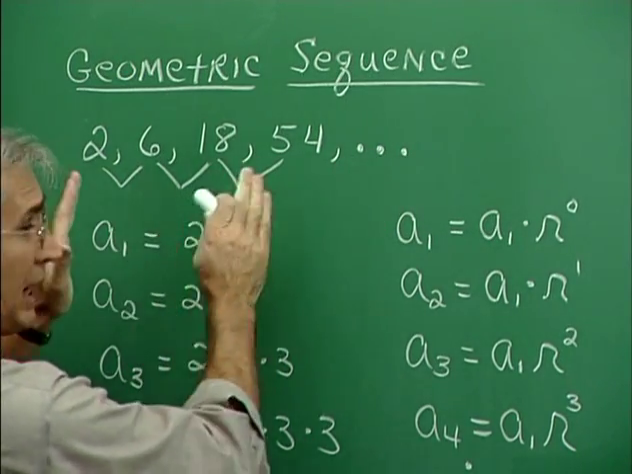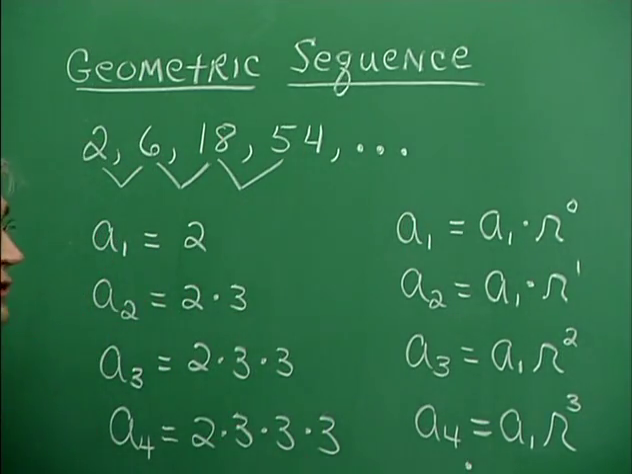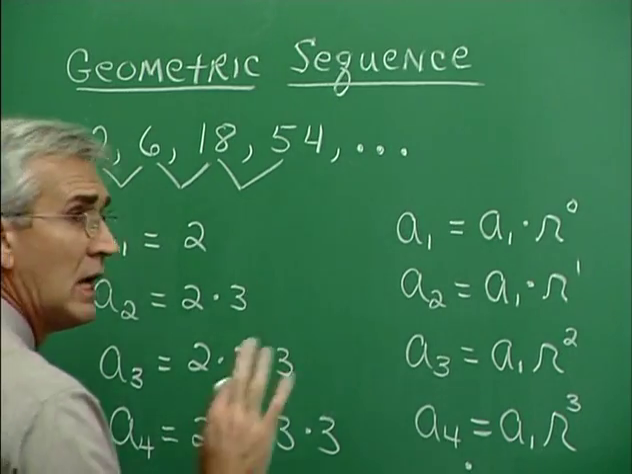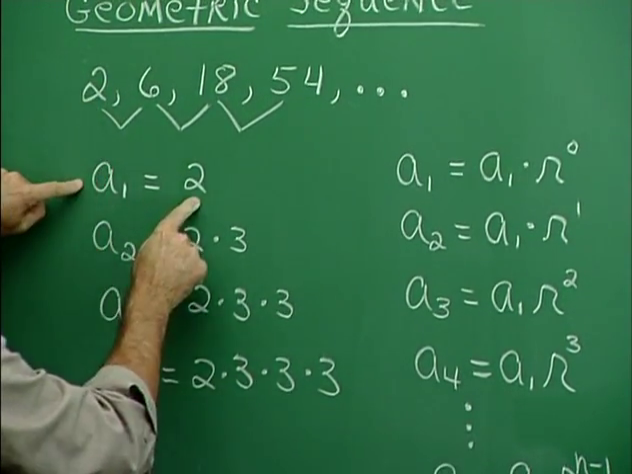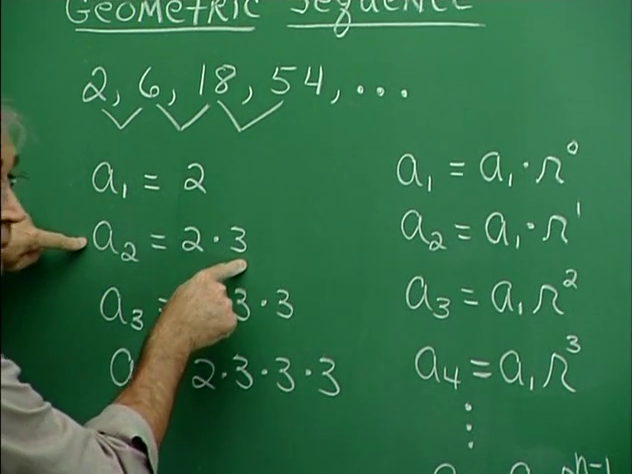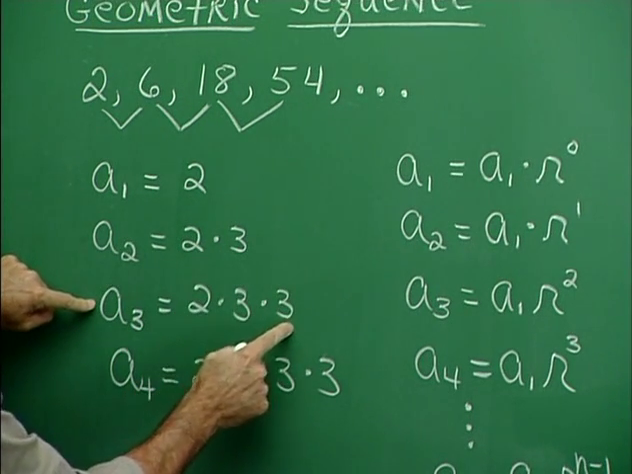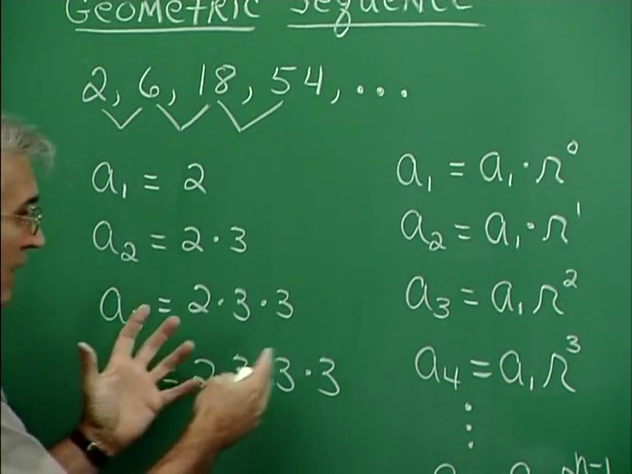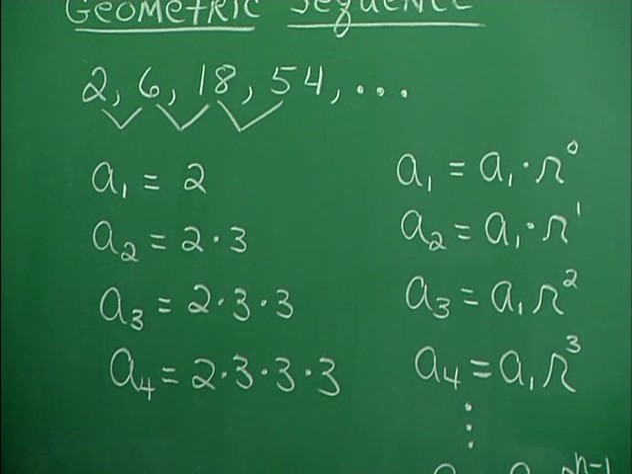Now this multiplier that's used to generate succeeding terms is called a common ratio. It's the common ratio in this geometric sequence. Now take a look at this pattern. If a sub 1 is 2, that's our first term here, a sub 2 is found by multiplying 2 times that common ratio 3. And then a sub 3 is the previous term times 3, and a sub 4 is the previous term times 3. You see, every time we generate another term, we're just popping in another factor of that common ratio.